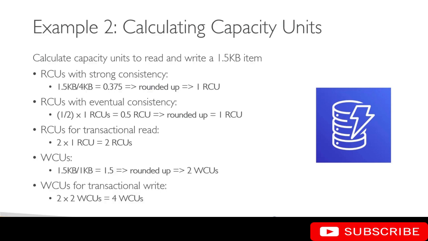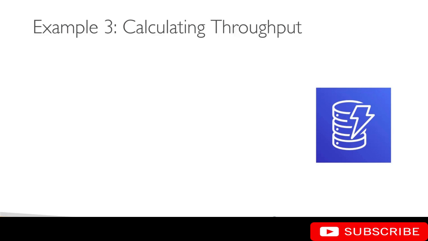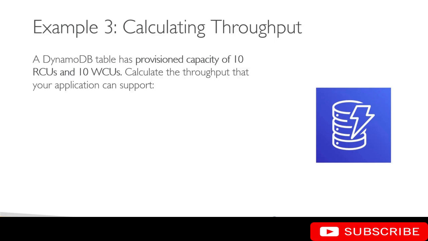Now let's take one more example, the last one, and here we're going to calculate throughput instead of capacity units. So you'll be given the capacity units and you've got to calculate the amount of throughput your application can deliver. So a DynamoDB table has provisioned capacity of 10 RCUs and 10 WCUs. Calculate the throughput that your application can support. So read throughput with strong consistency will be 4 KB into 10 RCUs. So that will be 40 kilobytes per second. 4 KB is because we use 4 KB chunks with read capacity units.